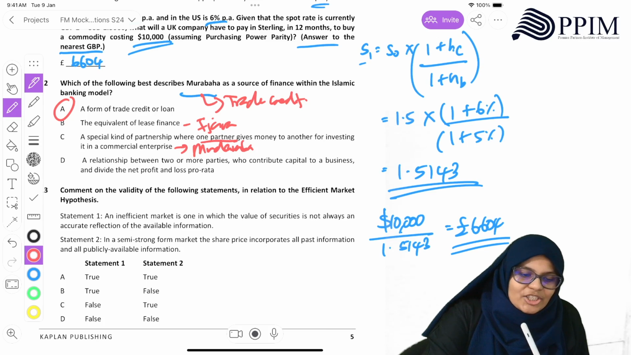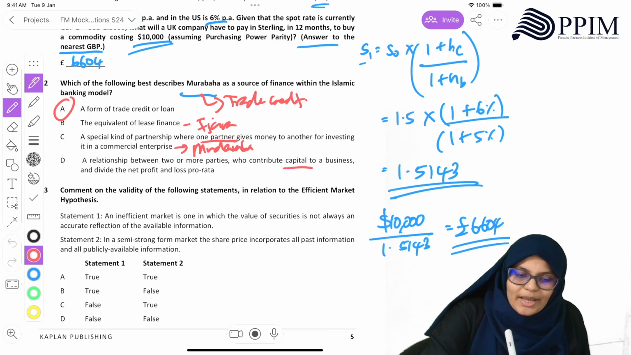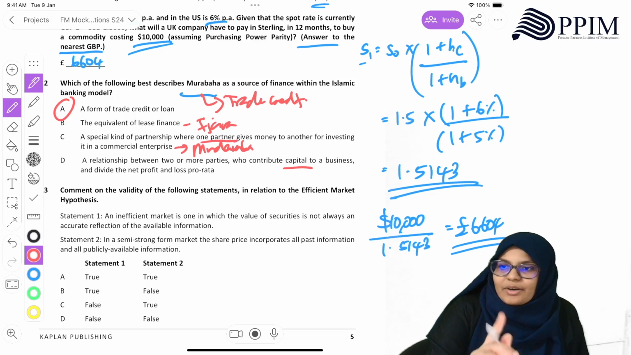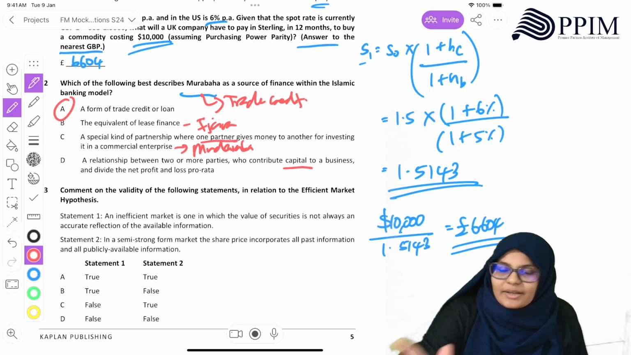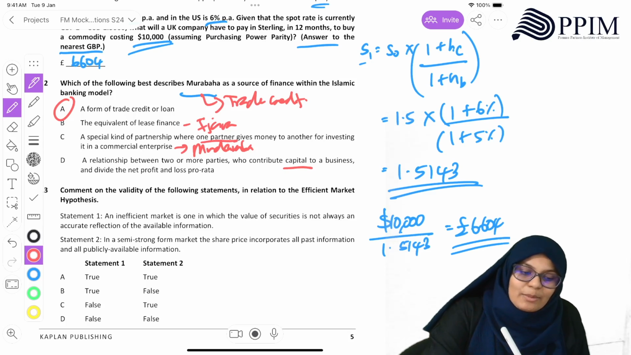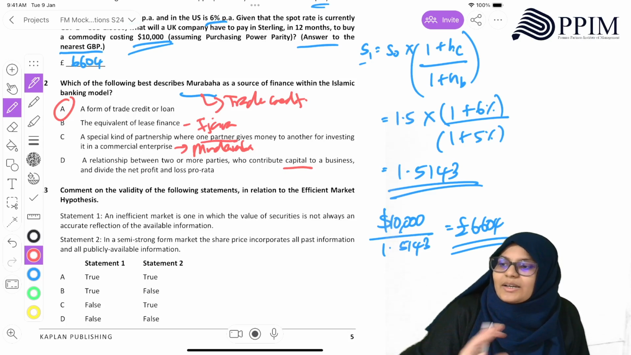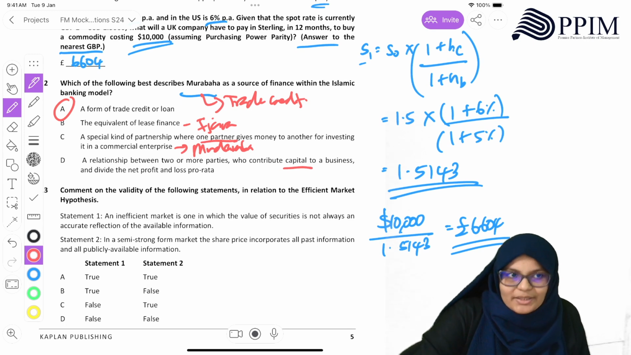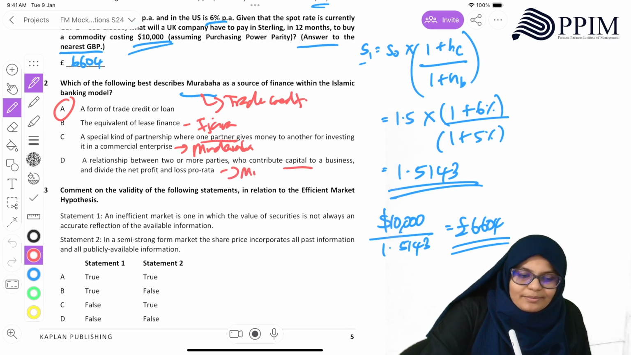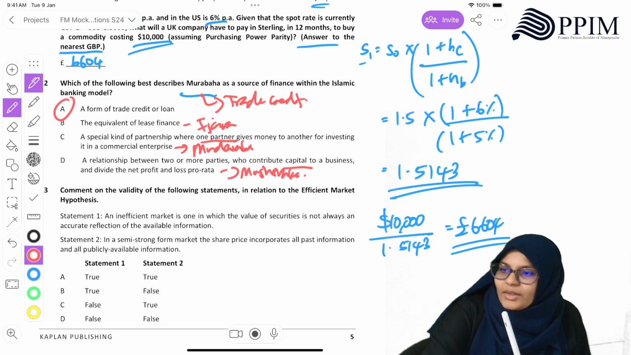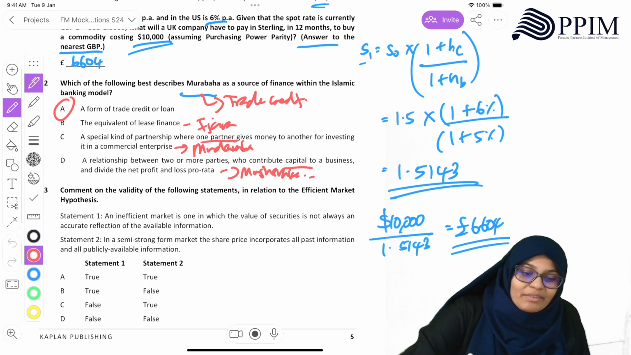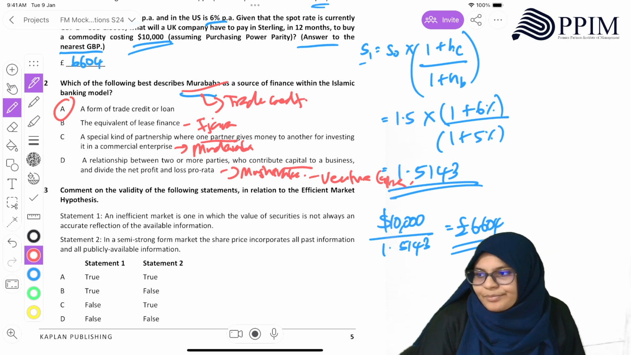D is saying a relationship between 2 or more parties who contribute capital to a business and divide the net profit and loss pro rata. Now remember, in mudaraba, one person gives 100% of the finance, the other person is going to run the business on behalf of him. But when it comes to musharaka, both parties will contribute some particular percentage of the capital. So this is musharaka. I know everything starts with M. It is the equivalent of venture capital. Anyway, the question is asking for murabaha, so that is going to be straightforward. It's A.